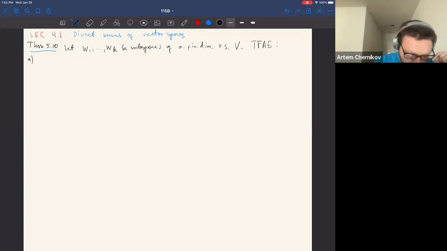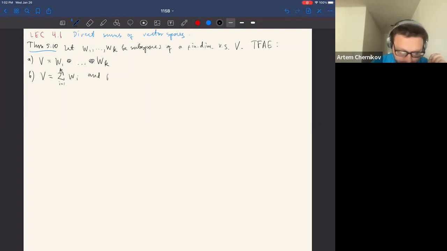Property A: V is the direct sum of these subspaces, W1 direct sum with W2, et cetera, direct sum with WK. This is the first. We have B: V is the sum of the subspaces, so the sum over all i from 1 to K.